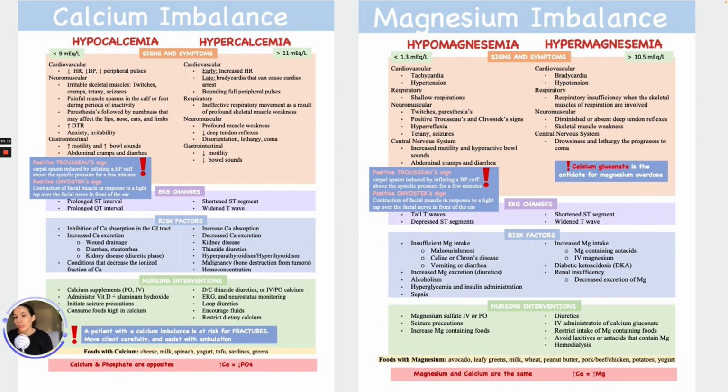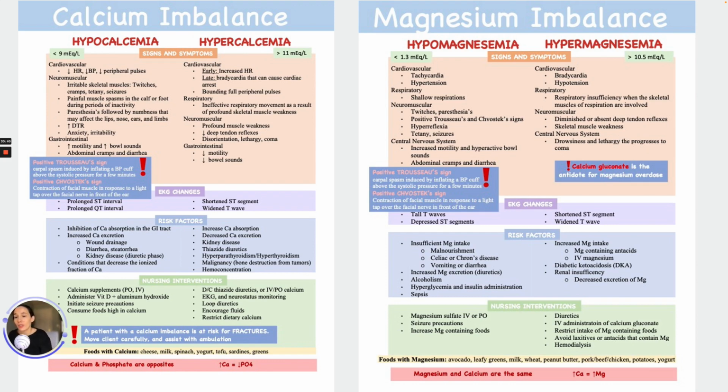There will be bounding full peripheral pulses. We may see ineffective respiratory movement as a result of profound muscle weakness. We may see decreased deep tendon reflexes, disorientation, lethargy, and coma. EKG changes will show shortened ST segments and widened T waves.